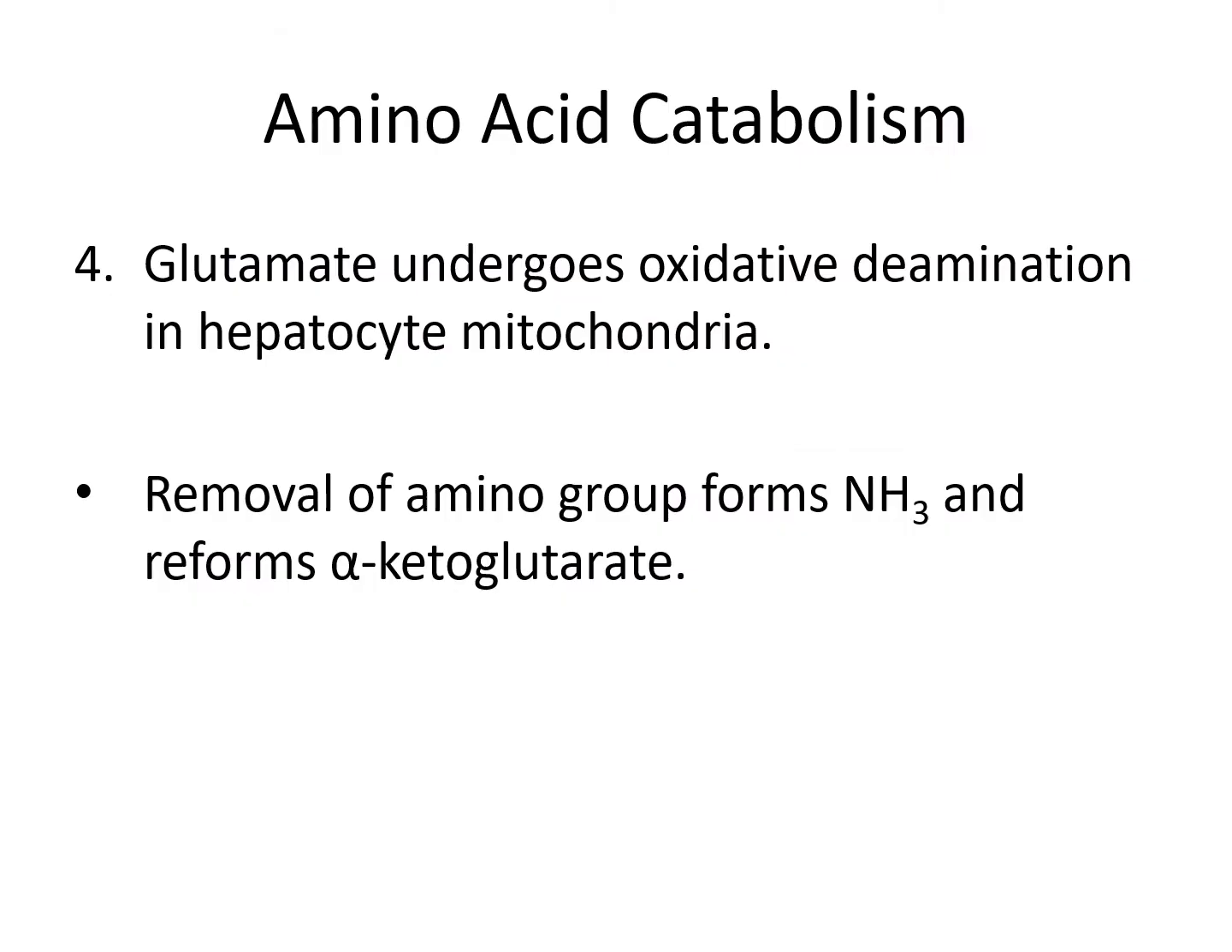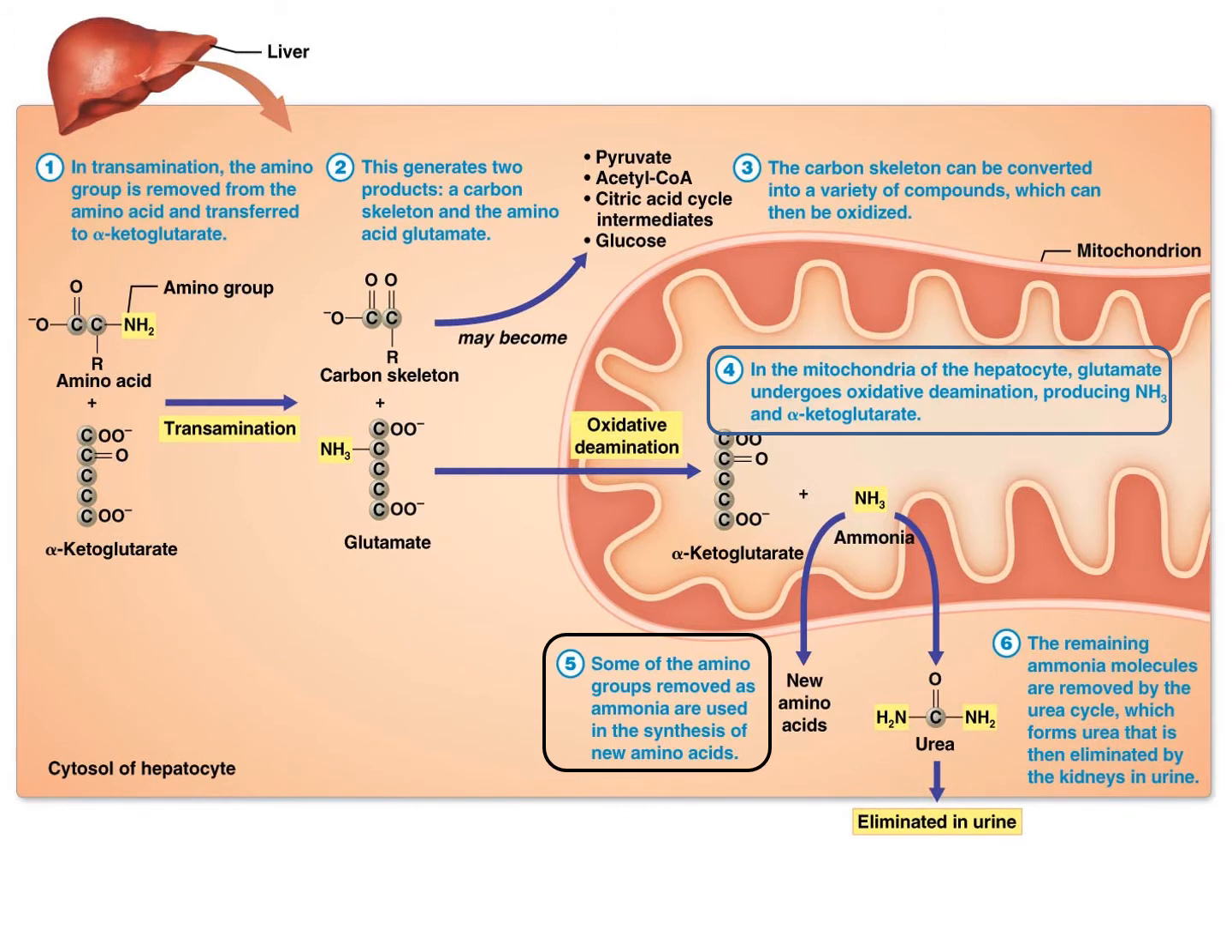Glutamate, on the other hand, undergoes oxidative deamination in hepatocyte mitochondria, and the removal of the amino group forms ammonia, which is toxic, and reforms alpha ketoglutarate.